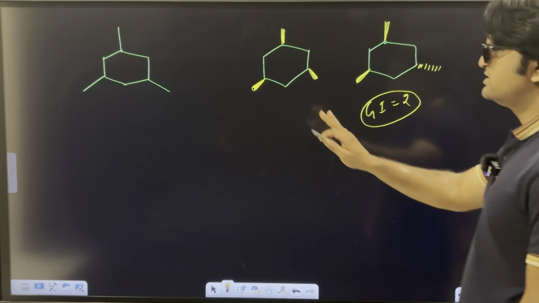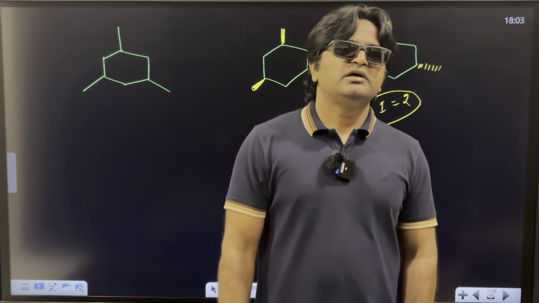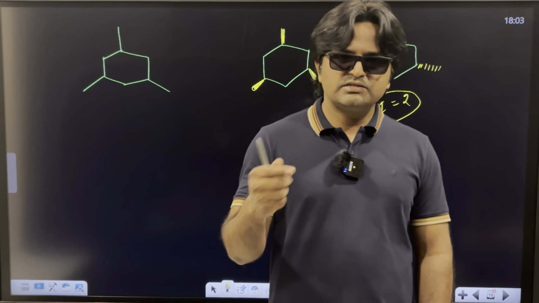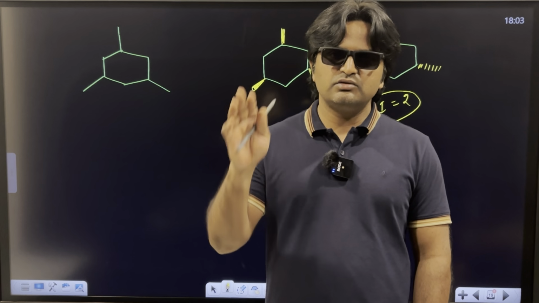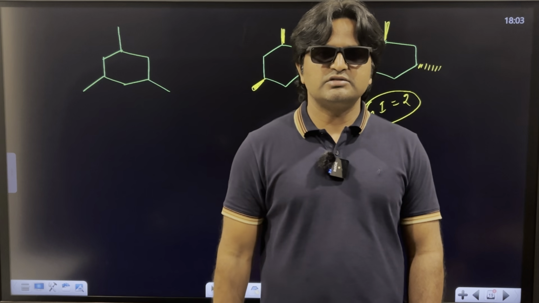Clear? Okay, no problem. This example is enough in this class. In the next lecture, we will discuss some other varieties of geometrical isomerism. Those are also very important for Mains and Advanced. Okay, thank you.